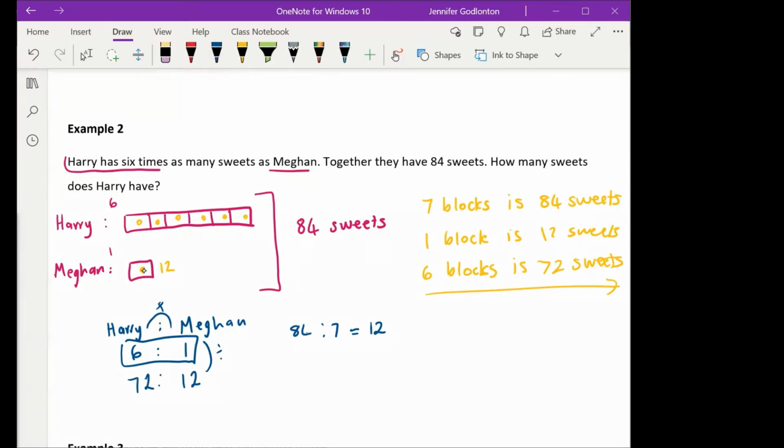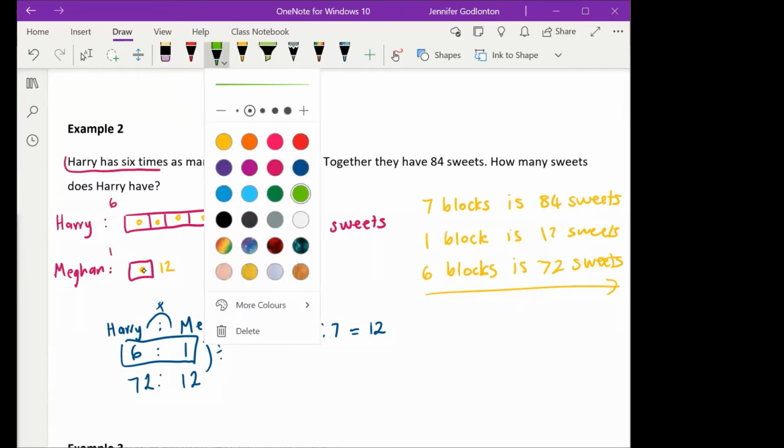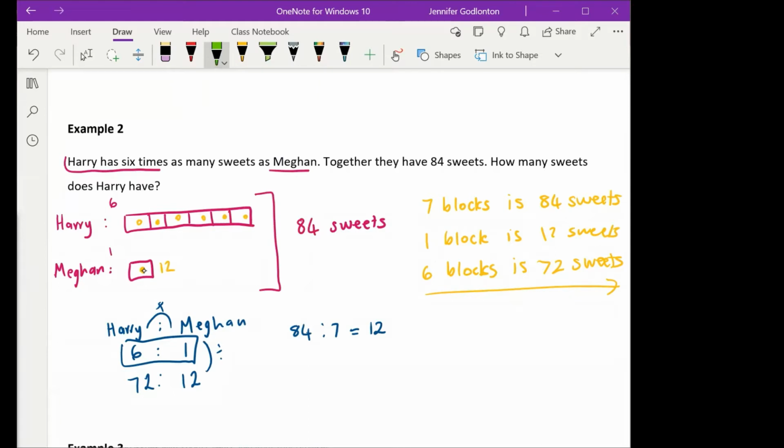Last way that we could do a question like this is we can look at this as a fraction.